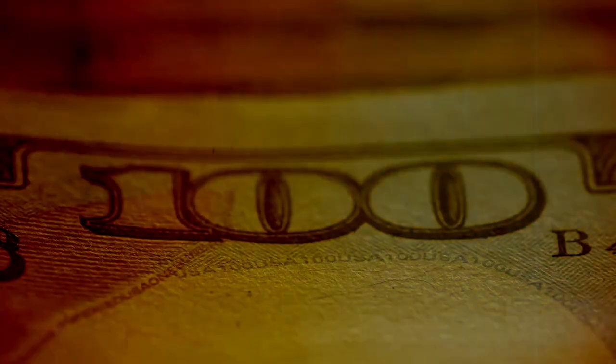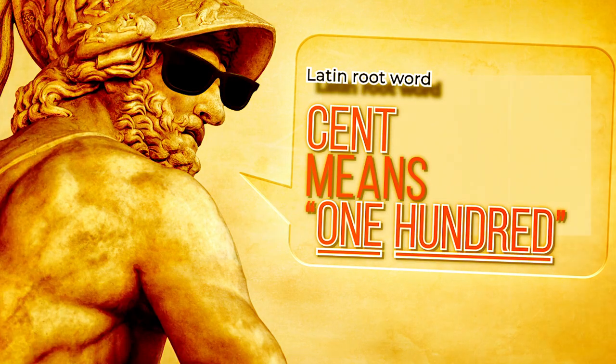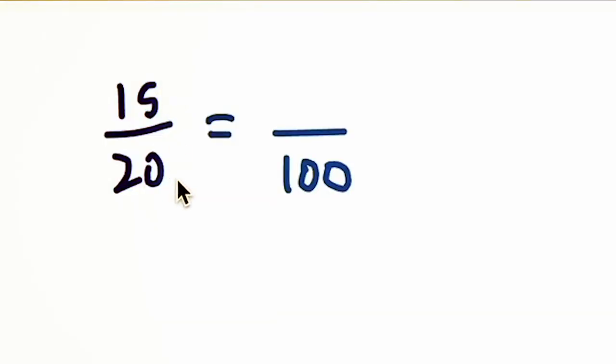So if we're talking about percent and I'm trying to convert 15/20ths to a percent, we're really asking, 15 out of 20 is how many per 100? How many out of 100? Because again, cent means 100. So 15 out of 20 is what over 100? That's really what we're asking when we're converting something into a percent. So we're trying to find an equivalent fraction that has 100 as the denominator.